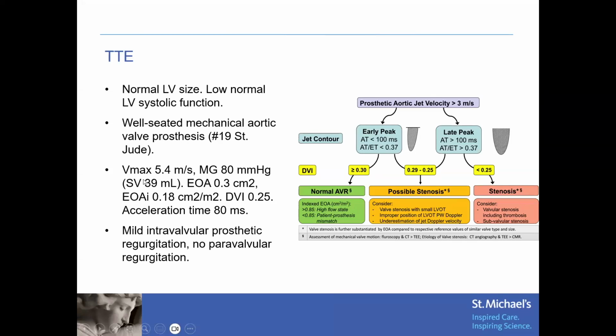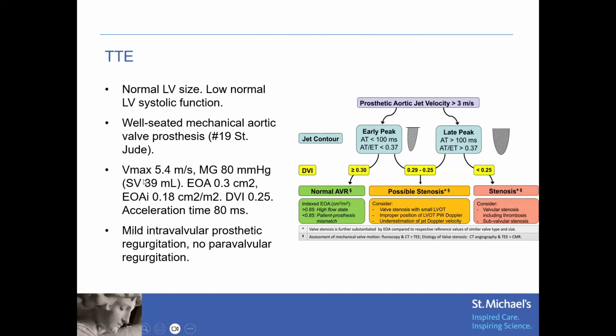Vmax was 5.4 meters per second. The mean gradient was 80. The stroke volume was around 39 milliliters. The index EOA is 0.3 centimeters squared. The non-index is 0.3, the index is 0.18. The DVI is 0.25, and the acceleration time is 80 milliseconds. The patient only has mild intravalvular prosthetic regurgitation, no paravalvular regurgitation.